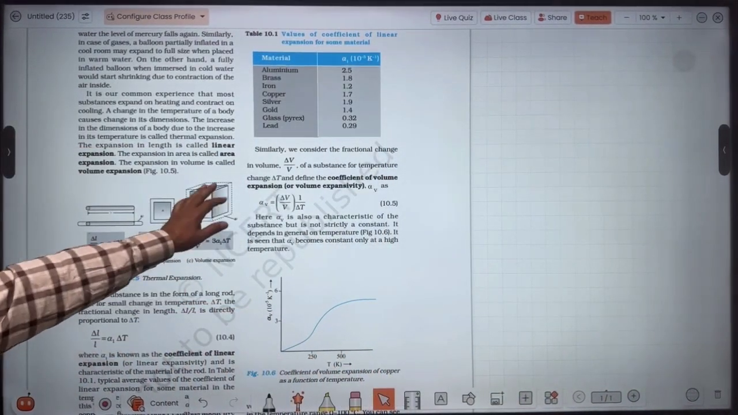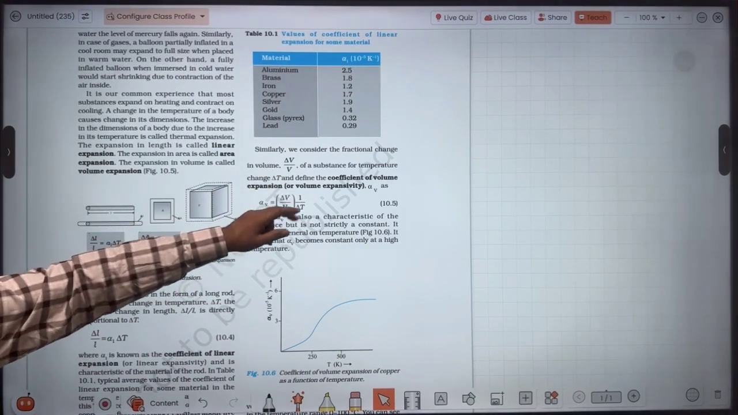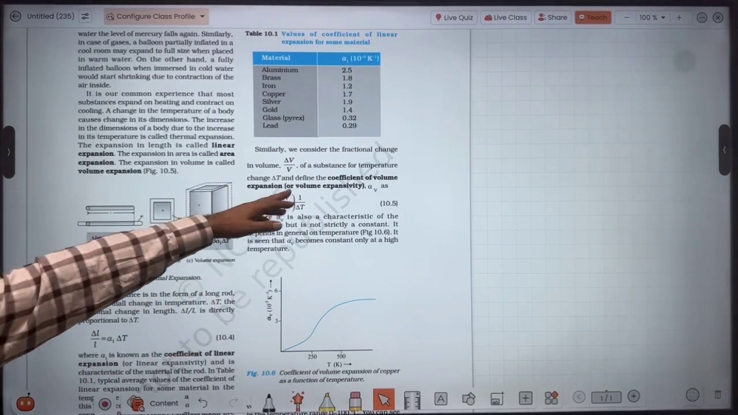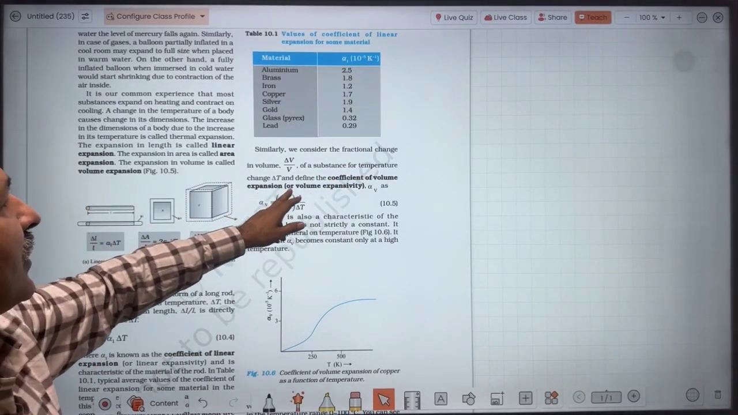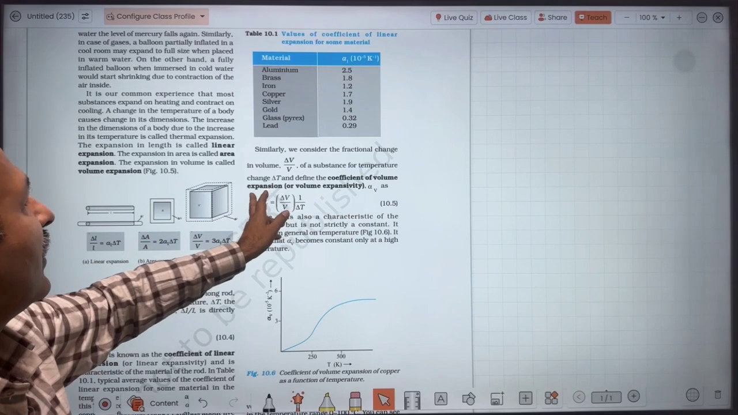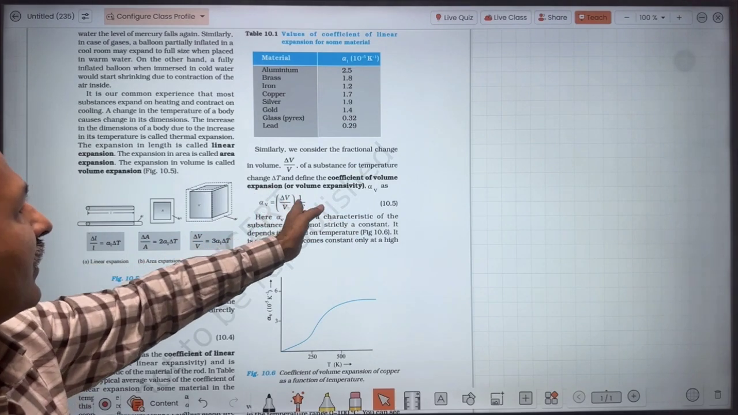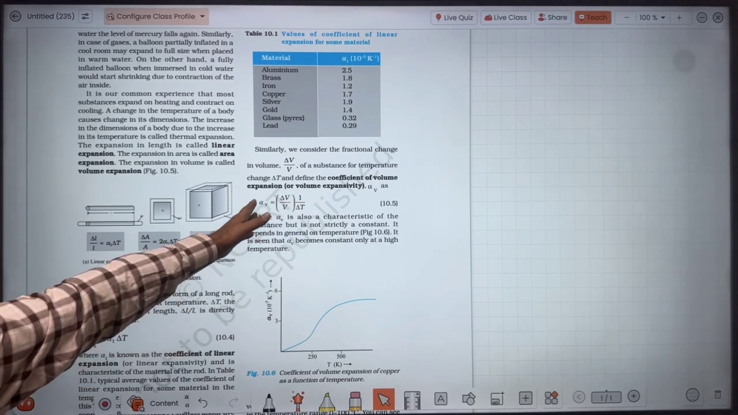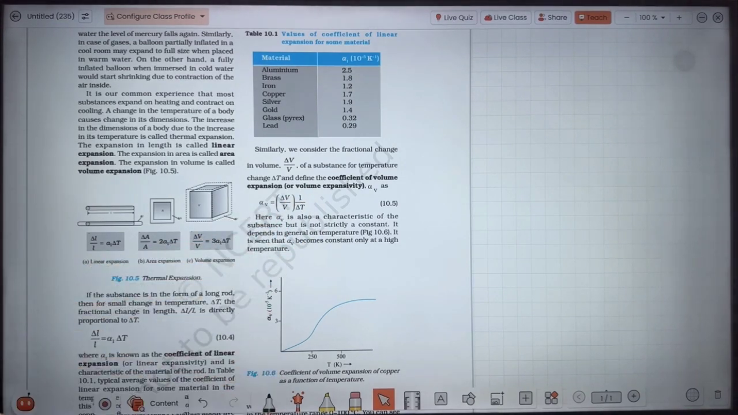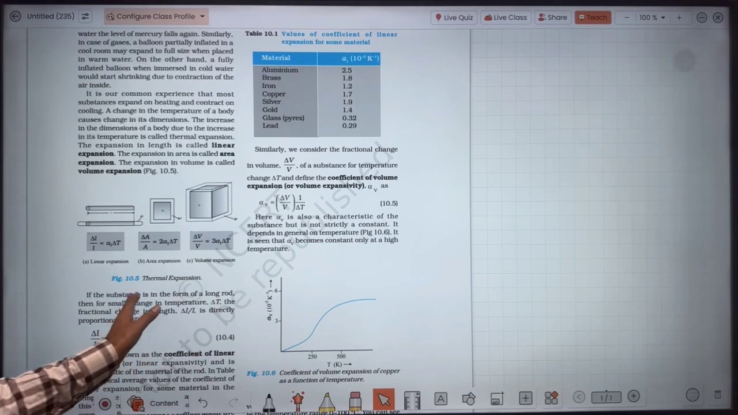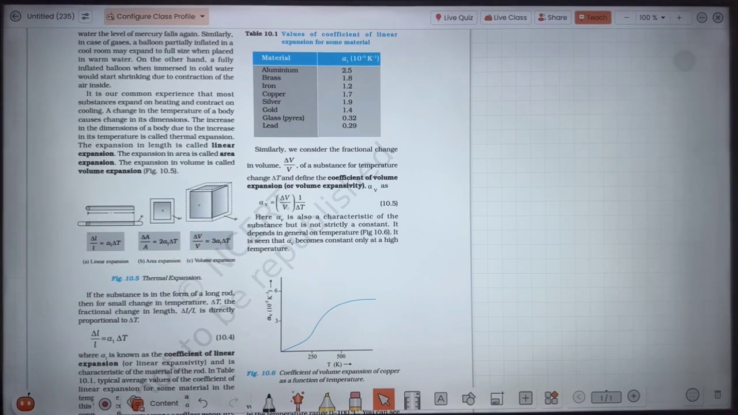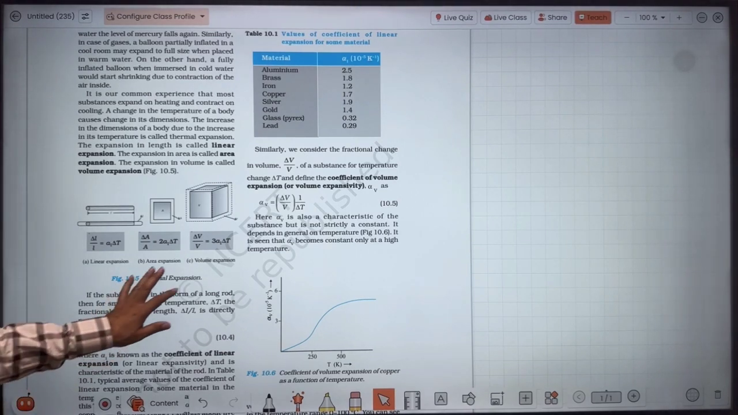Here another thing is given, delta V upon V of a substance for temperature change delta T, and this defines the coefficient of volume expansion. So here it is defined. We can find the term that we have used as gamma. They have written it as alpha V. In case of superficial expansion, they will write it as alpha A, for area. That does not matter. So you have understood the basic concepts.